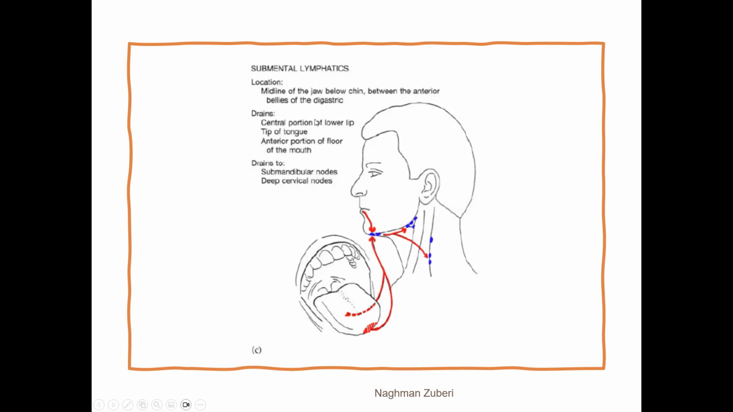Here we can see the submental lymphatics. They are draining the midline of the jaw below the chin between the anterior bellies of the digastric. Well, they are located over there. They are draining the central portion of the lower lip, tip of the tongue, anterior portion of the floor of the mouth. And questions come on these structures, where they are being drained into the submental lymphatics. Well, they drain to the submandibular lymph nodes and deep cervical lymph nodes. Tip of the tongue is also being drained there. Remember these things.